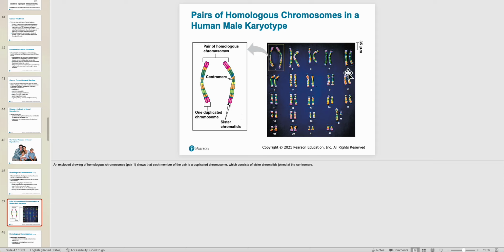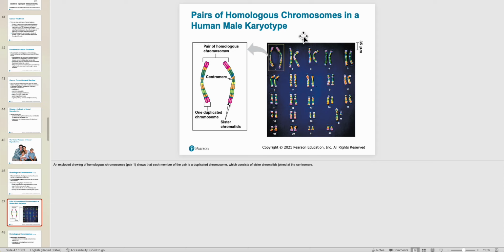Now here's the catch though. For every set, see how there's 23 sets. For every one of these sets, let's take the first set, the one that they've highlighted. The one on the left came from mommy. The one on the right came from daddy. How do I know? Because I'll show you in a moment how the XY works out. So this one right here came from mommy. This one came from daddy. For set number 2, the one on the left came from mommy.